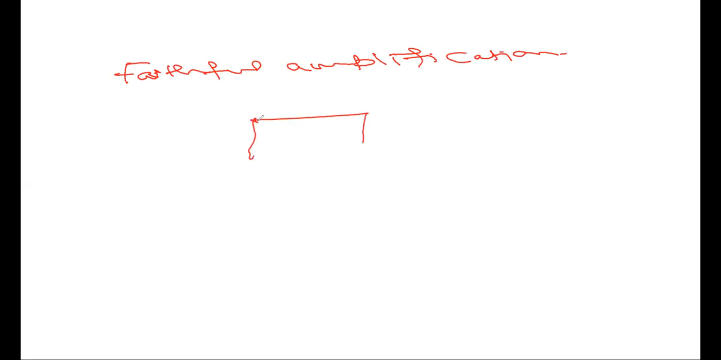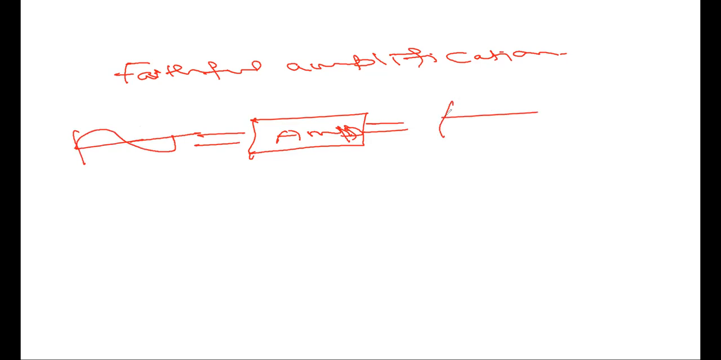What is the faithful amplification? As we know, for an amplifier we provide the signal at the input of the amplifier, and the signal will be in this form. This is the input signal which is given at the input of the amplifier, and the output of the signal comes in this way. Then we will get the faithful amplification, because the size of the signal should be different.